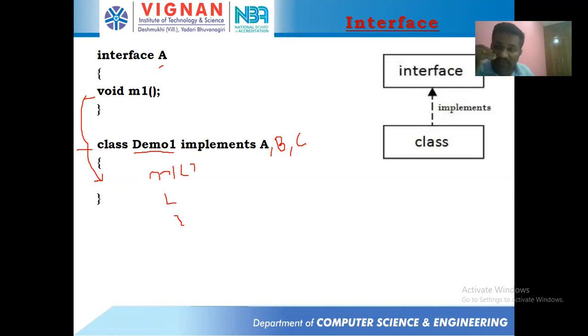But whatever variables and methods are there in A, B, C, those must be implemented in your demo1 class. If those methods are not implemented in the demo1 class, then your compiler will generate an error. It will say, make your demo1 abstract. Okay, clear with the students, everyone?